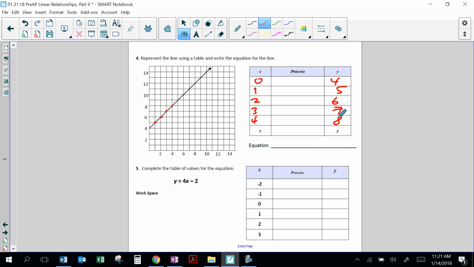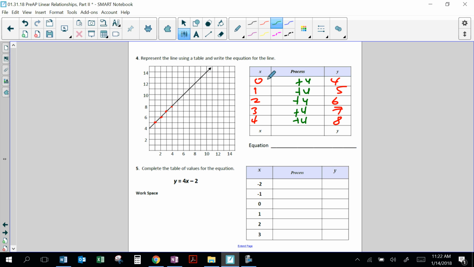So what is the relationship between the x and the y? How do you turn a 0 to 4, a 1 to 5, a 2 to 6, 3 to 7, 4 to 8? I think that's additive. I think you just add 4. Can't be that easy. 0 plus 4, 1 plus 4, plus 4, plus 4, plus 4. The relationship is just plus 4. You add 4 to x.